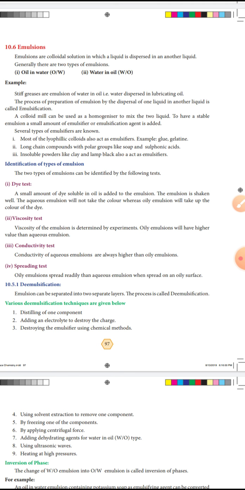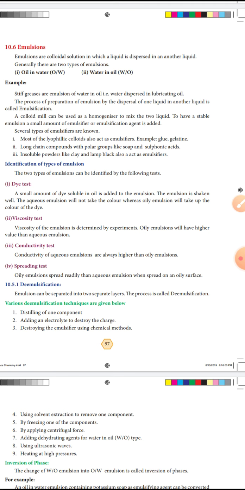Then using solvent extraction to remove one component, so one of the layers is removed by solvent extraction. The next is by the freezing point of one of the components. Two separate layers can be separated by the freezing point of one component. So next, by applying centrifugal force.